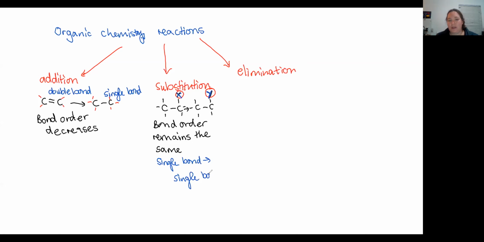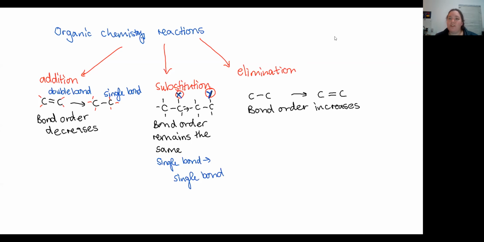The last type of reaction that we have is an elimination. In an elimination, you start with single bonds and you end with double bonds. So the important thing is that the bond order increases.